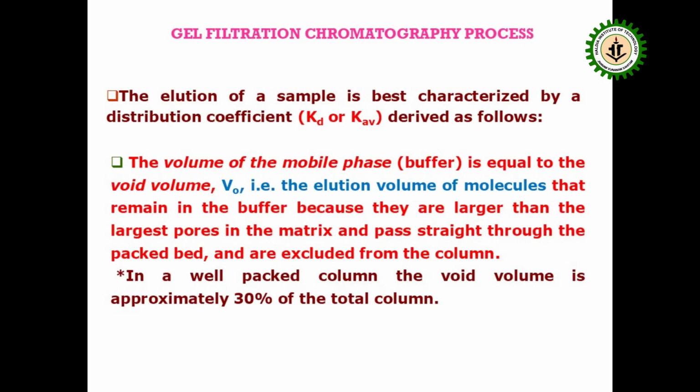The elution of a sample is best characterized by the distribution coefficient Kd, also called Kav. It is derived as follows: the volume of the mobile phase is equal to the void volume V0, the elution volume of the molecules that remain in the buffer because they are larger than the largest pores in the matrix, pass straight through the packed bed and are excluded from the column. In a well-packed column, the void volume is approximately 30% of the total column volume.